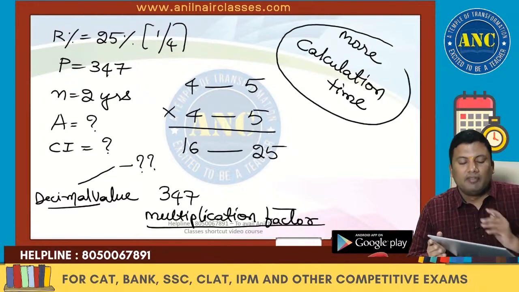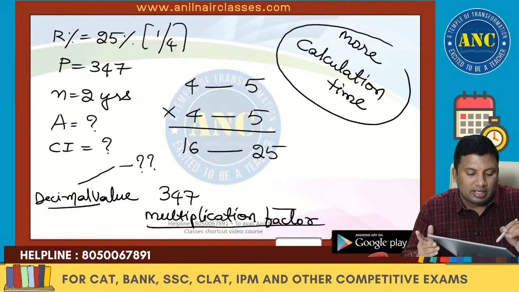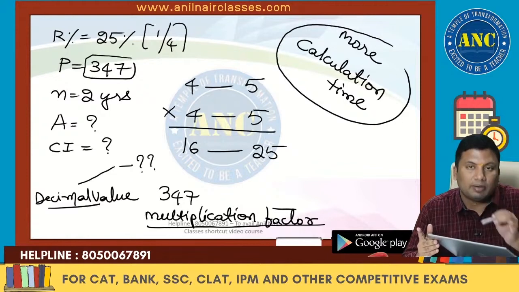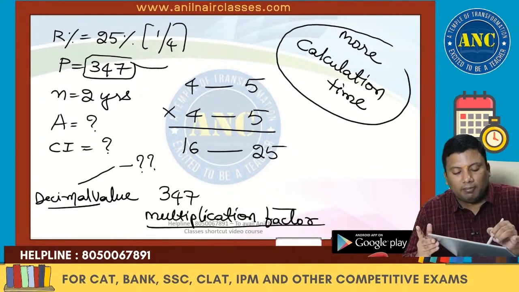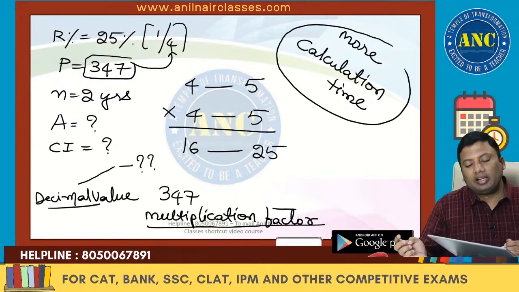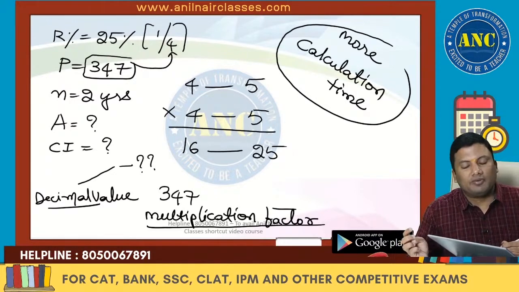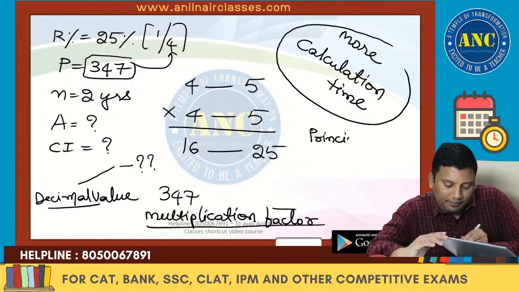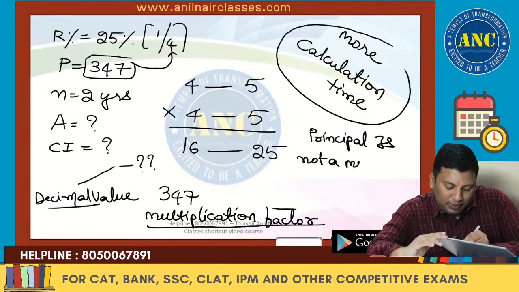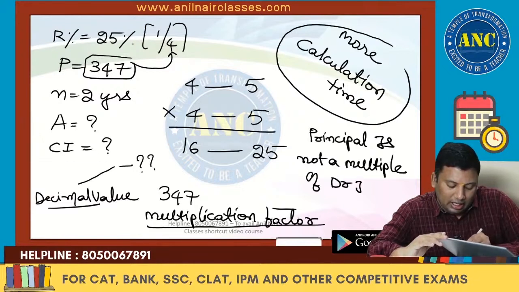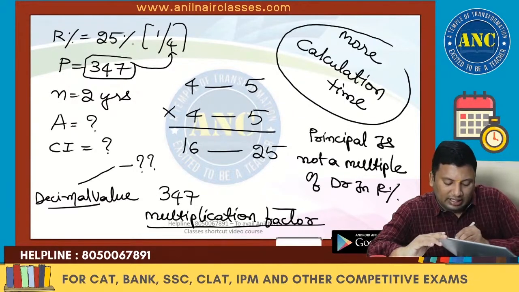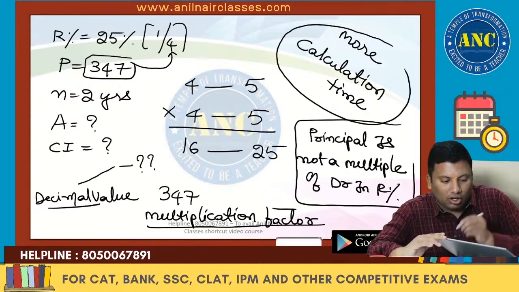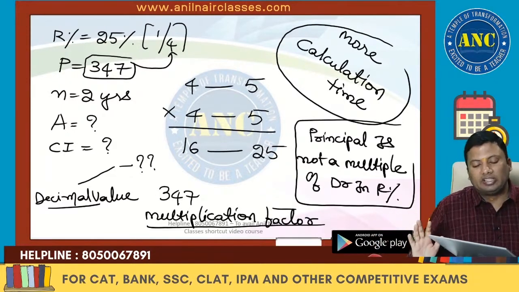That is the reason this method, if the principal is not a multiple of the denominator of the fraction, will take more calculation time. If the principal is not a multiple of the denominator in the R percentage, this method will take a lot of calculation time. I hope it is clear.